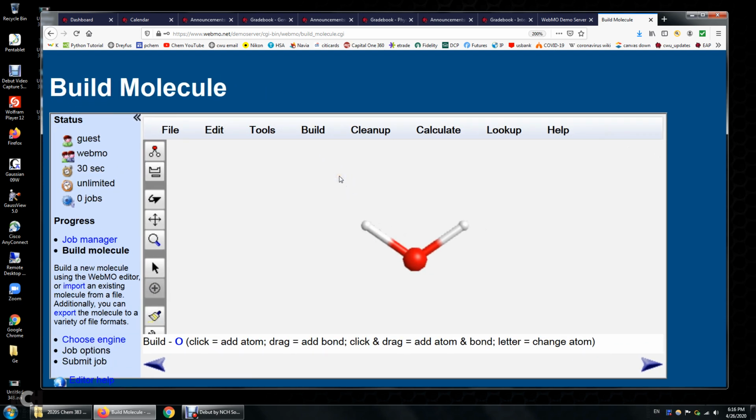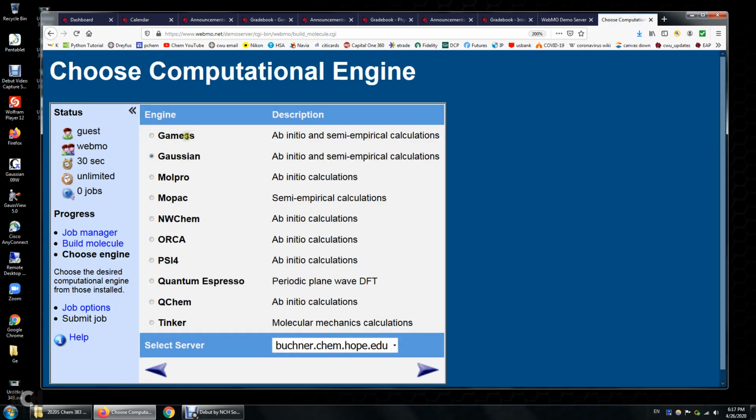Now we need to choose the computational chemistry software. Bottom left, choose engine. We'll choose Gaussian. It doesn't really matter. You can choose GAMESS, MOPAC, NWChem. So right now, we're choosing Gaussian. Select server. There's only one server anyway. And then we have the software. We have the computer. Now we need to set the computational method by clicking this job options.